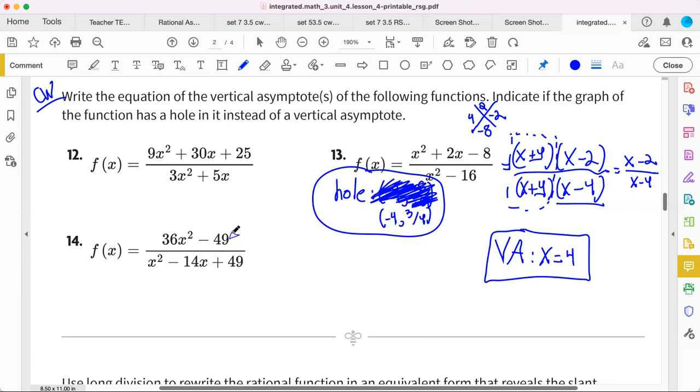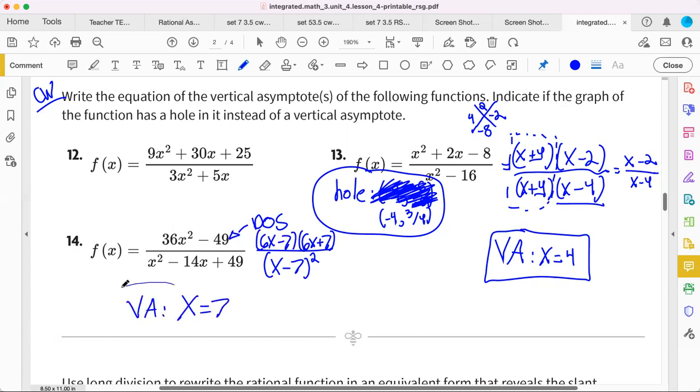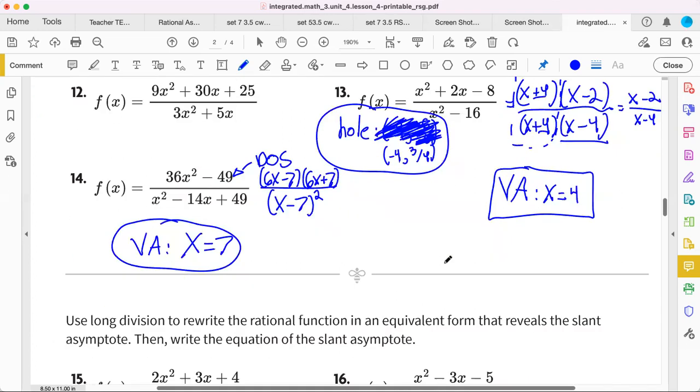This is a difference of squares up here. This is a binomial being squared. If you're not convinced, try it. What's this? 6x minus 7, 6x plus 7. So this doesn't have any holes, but it does have a vertical asymptote where x equals 7. Capiche? I'll leave problem 12 to you to find.